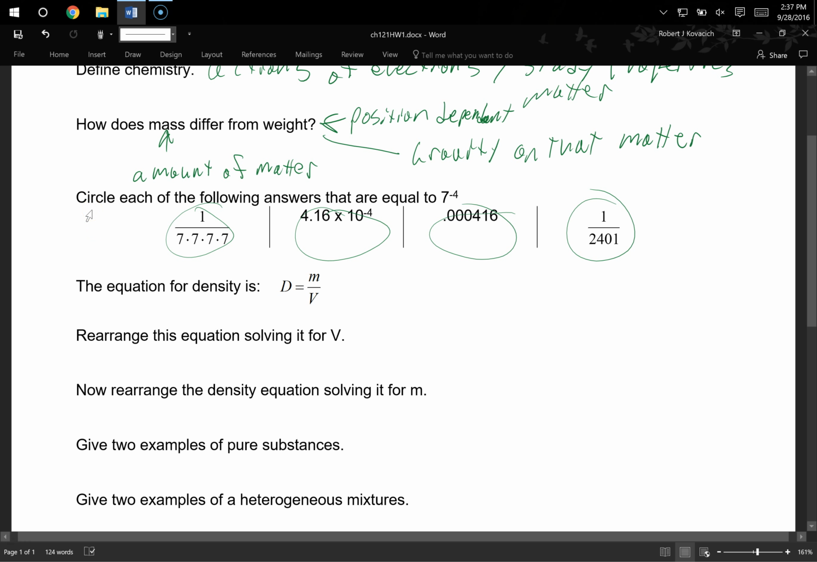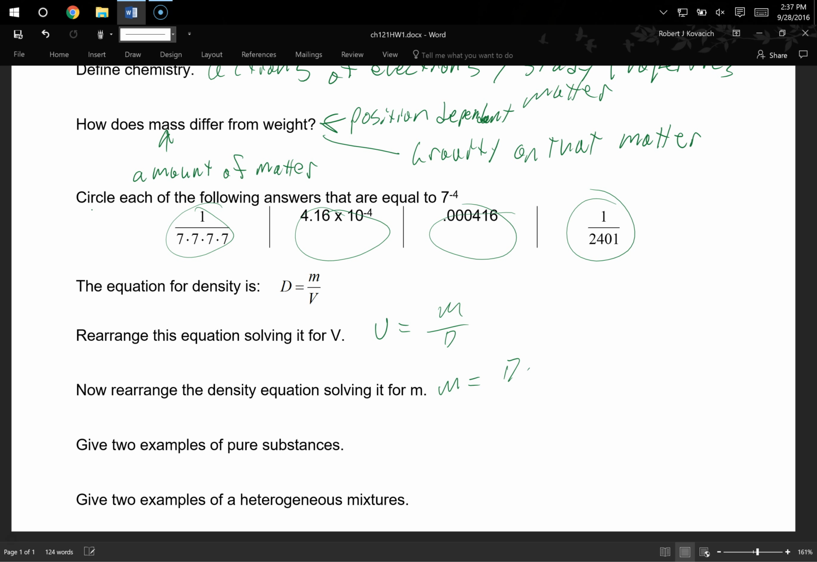All right, so here's the density equation. I want to rearrange this thing for volume. So I'm going to get volume is equal to the mass divided by the density. Mass divided by the density. And I'm going to rearrange it for mass, and I'm going to have mass is equal to the density times the volume. The algebra really doesn't get much more complicated than that. I mean, we're going to have numbers in there, but it really doesn't.